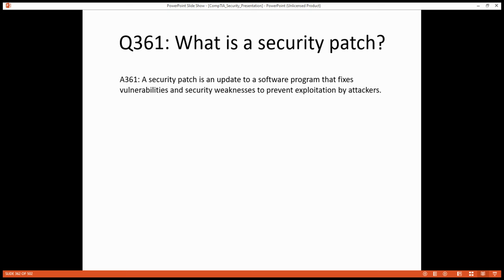Q361. What is a security patch? A361. A security patch is an update to a software program that fixes vulnerabilities and security weaknesses to prevent exploitation by attackers.